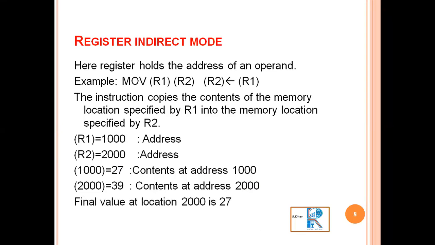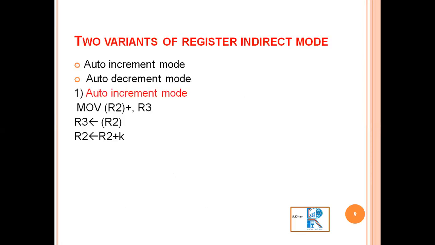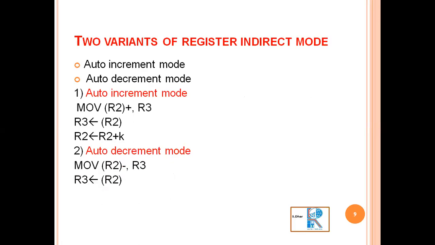Now there are two variants of register indirect mode. They are called the auto increment mode and the auto decrement mode. Now, what is auto increment mode?